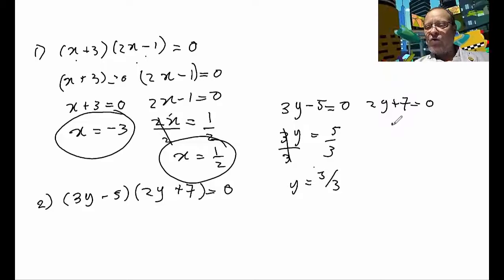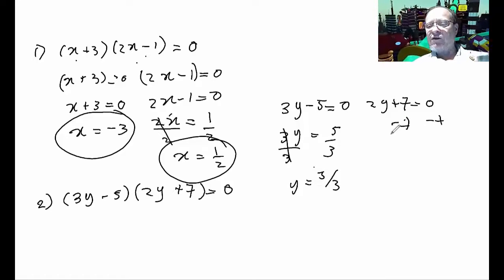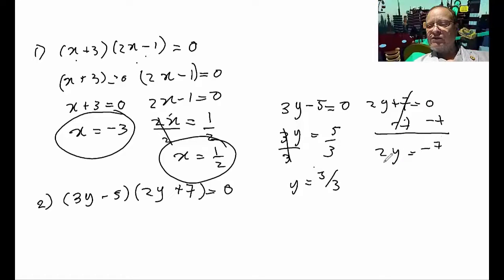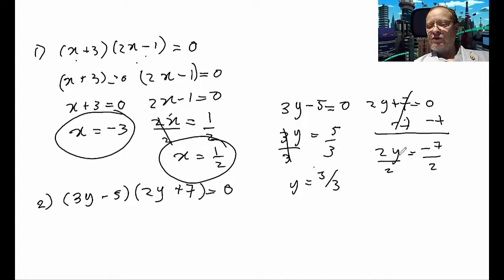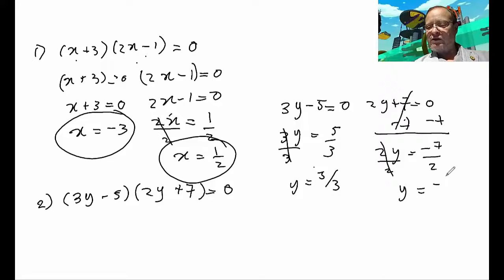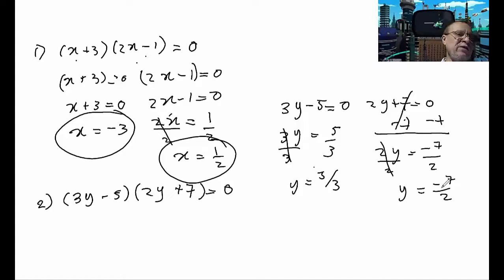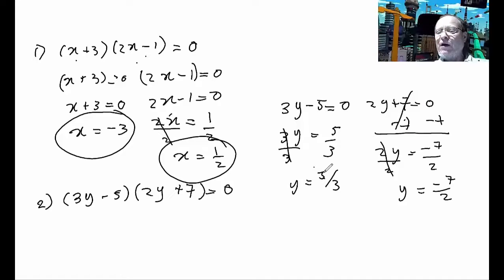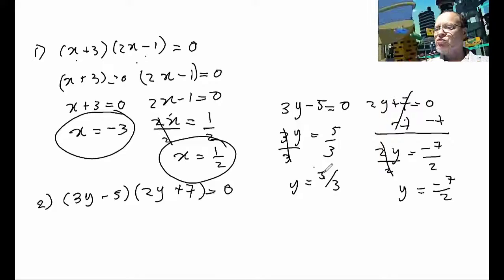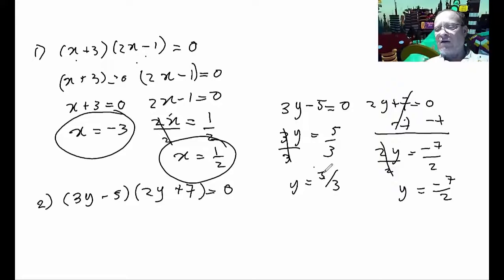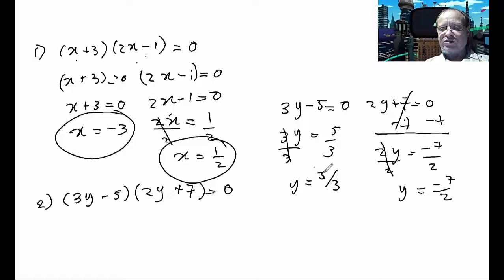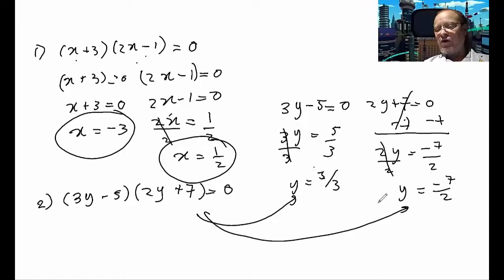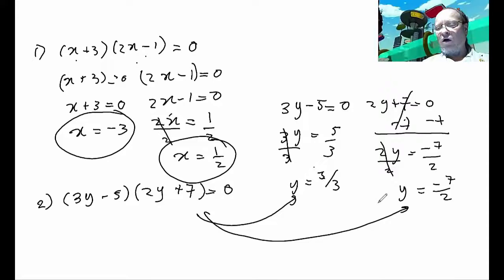Now, the other one, we have plus 7, and we do the same thing. 2y is equal to negative 7. Divide by 2. And y is equal to negative 7 over 2. Now, some students would be really upset seeing that the answer is a fraction. But I have to tell you, fractions do happen. And sometimes you will have answers that are fractions. So this particular one happens to have two answers that are fractions.